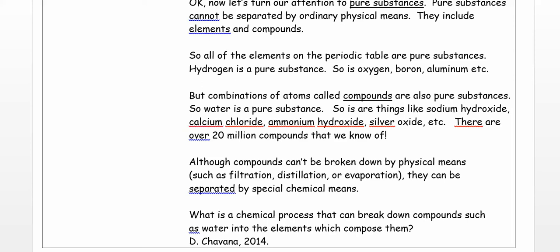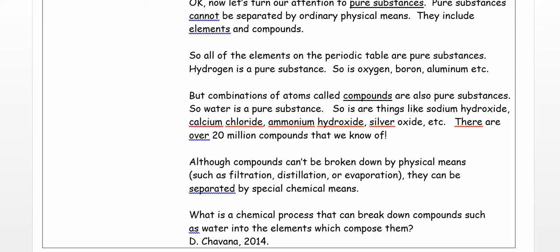So for example, you can't take an element or a compound like water, which is a compound, and separate it in a distillation apparatus into hydrogen and oxygen. You would require a chemical separation in order to do that. So all the elements on the periodic table are pure substances. If you look up on the wall, there's a periodic table. All of those are pure substances. Hydrogen is a pure substance, so is oxygen, boron, aluminum, and we can go on down the list.